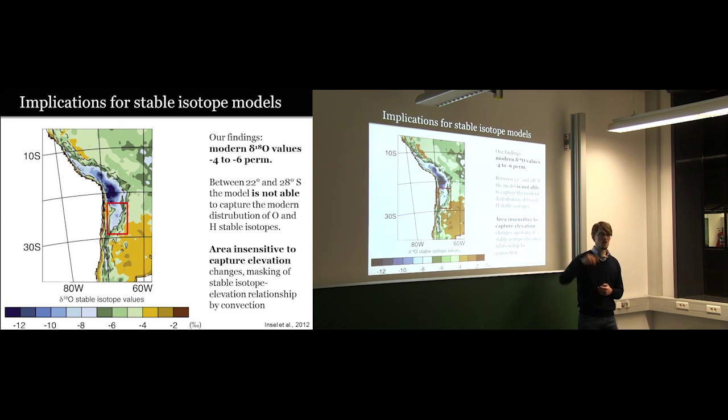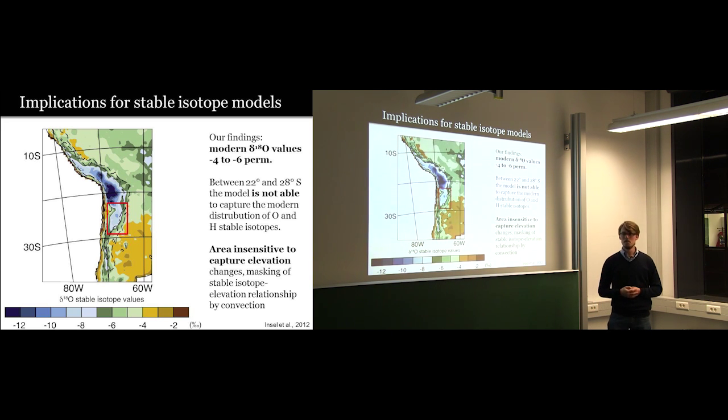So if you work in the most southern transect and you want to use stable isotopes to say something about elevation changes in your paleo record, this is probably not a good idea, because a 4 kilometer elevation looks similar to a 2 kilometer or foreland setting. So you cannot really discriminate between these two things.